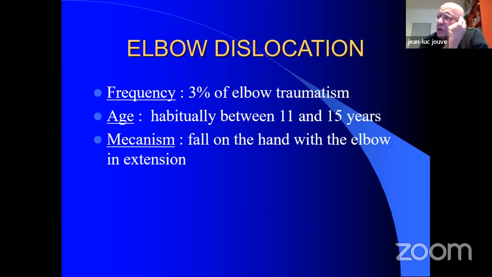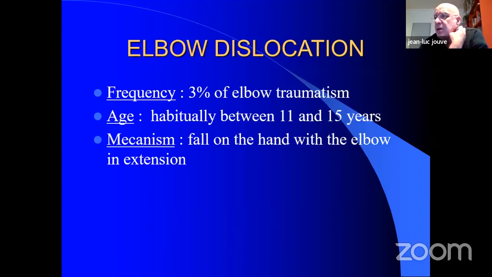To end the chapter on the elbow, we must speak about elbow dislocation. The frequency is 3% of elbow trauma, and the age is between 11 and 15 years. It's older than a supracondylar fracture.